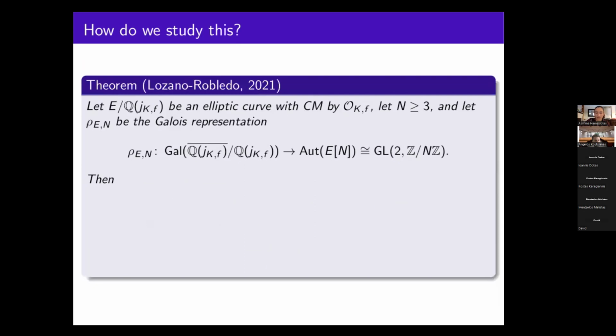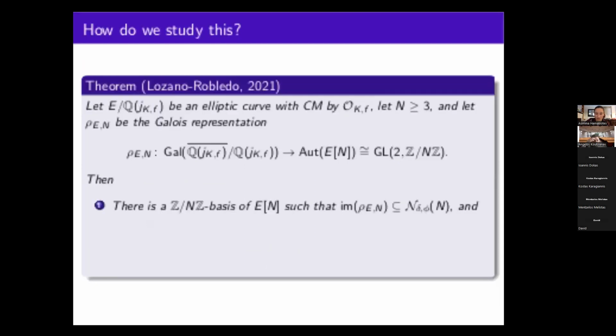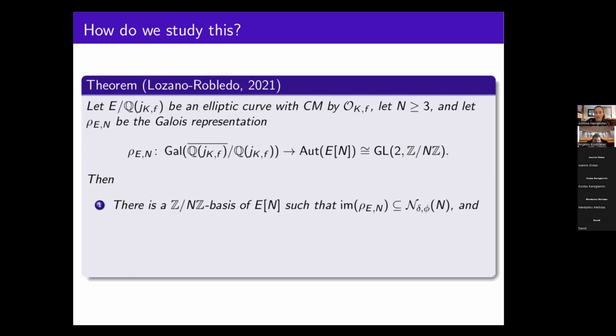Great. So again, let's define the scalar representation. So there's a Z/NZ basis of the N-torsion such that the image of rho_E,N is contained in the normalizer. So that's all that we just said, that we know that for elliptic curves with CM, those Galois groups are contained in the normalizer. So the Cartan subgroup is isomorphic to this unit group, and it's an index 2 subgroup of the normalizer.